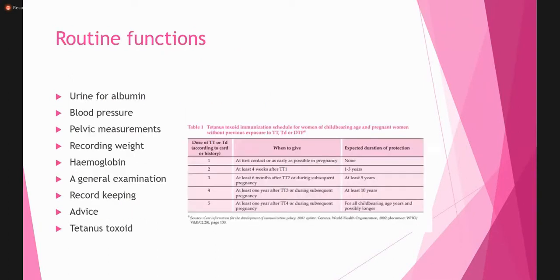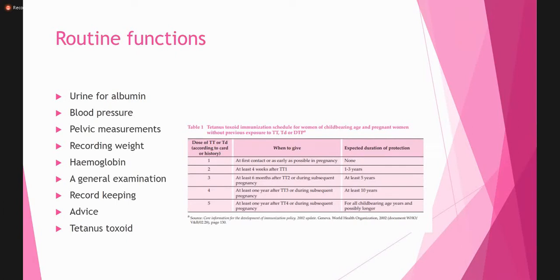The routine tests which are done when a female comes to an antenatal clinic are urine for albumin, blood pressure, pelvic measurements so that obstructed labor does not take place, then recording the weight of the mother, how she's going, and the hemoglobin levels, which are very important. Otherwise, they result in APH and PPH. Then a general examination, record keeping, advice to the mother about her health, and then followed by the baby's health.